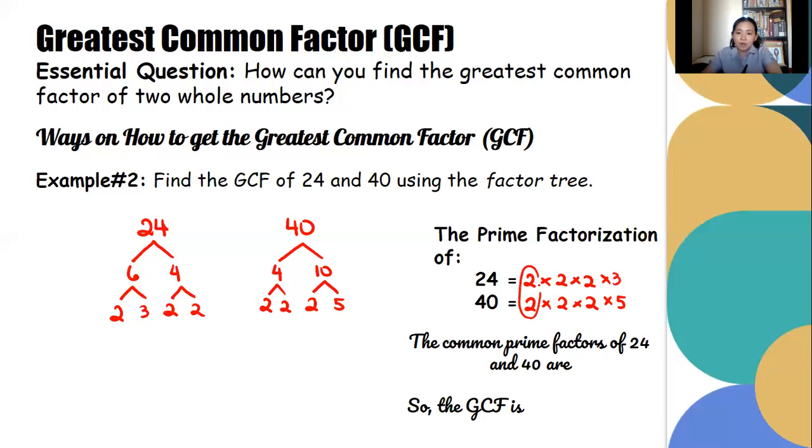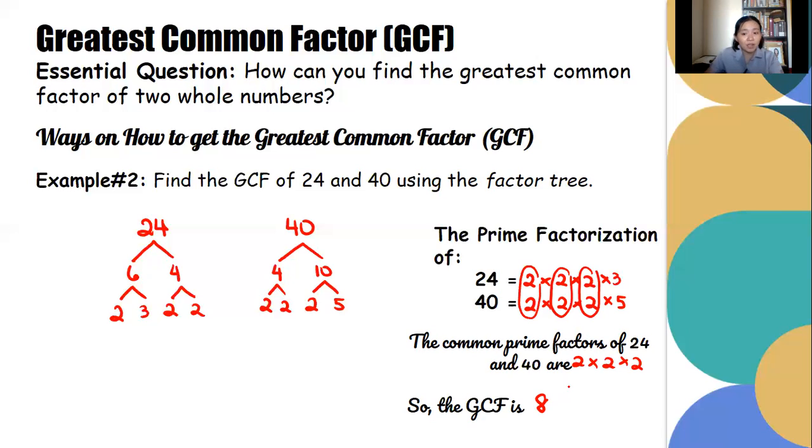Encircle the common prime factors, pair them up, and multiply those sets of 2's, the common factors that we have. Multiplying it, 2 times 2 will give us 4. 4 times 2 will give us 8. So the GCF of 24 and 40 is 8. That is how we use the factor tree.